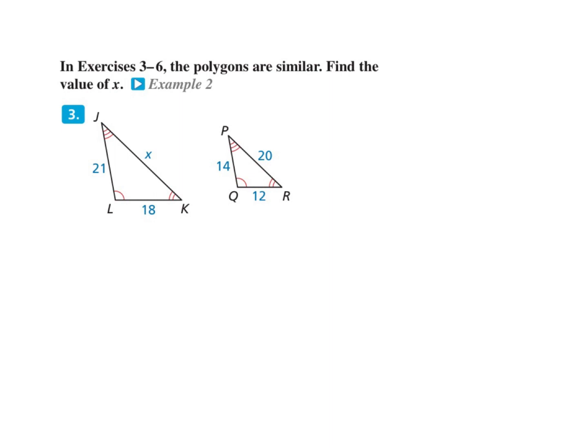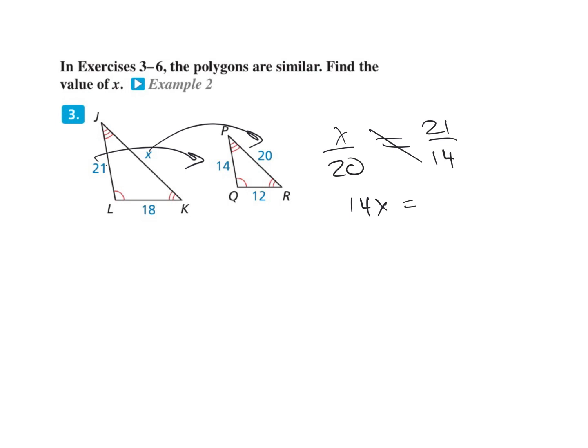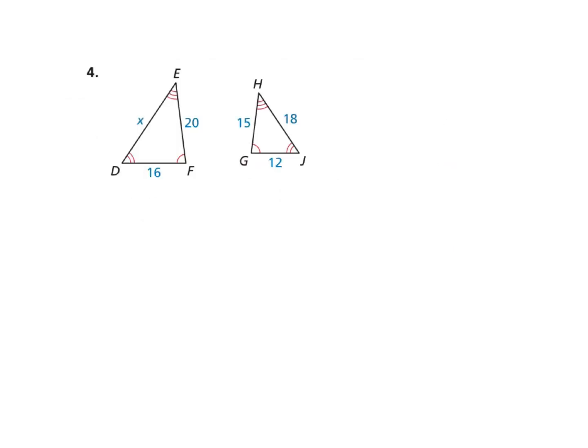Next one, the polygons are similar, so find the value of X. All right, so they're in the correct order and the way it's shaped. So X is to 20 and you pick either of the other two sides. All right, 21 is to 14. So 14x equals 420, divide off the 14. So x is 30.